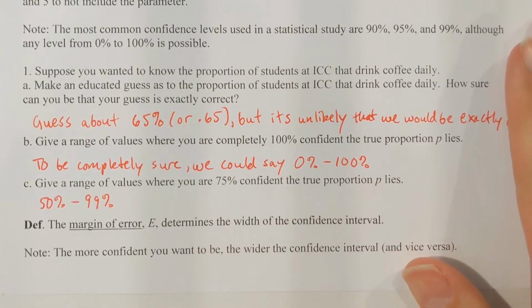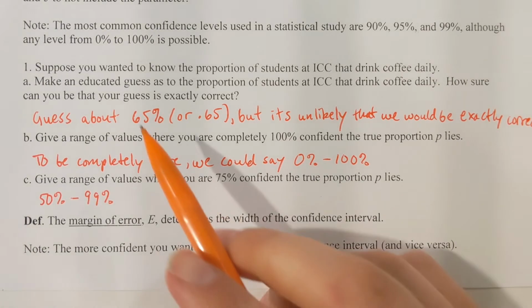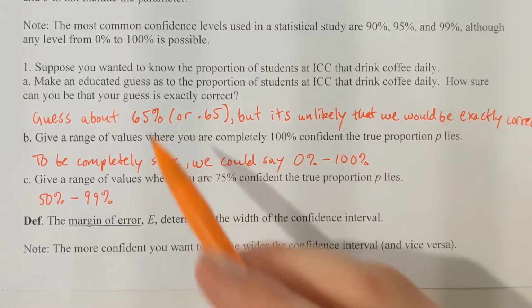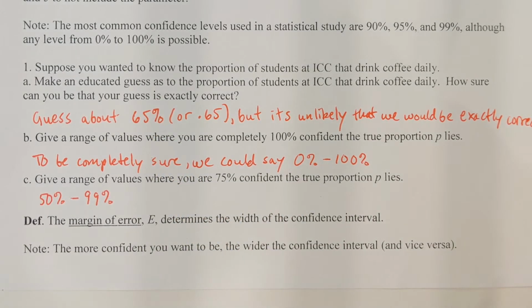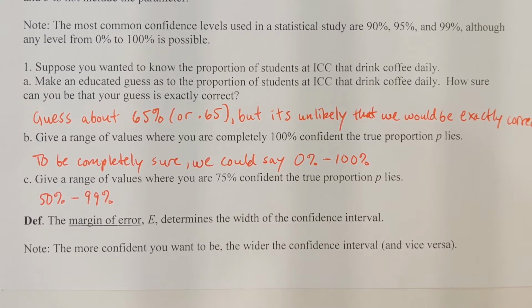Okay, but these are going to be typical confidence percent levels that you'll be seeing in the problems. Let's take a look at problem 1. Suppose that you wanted to know the proportion of students at ICC that drink coffee daily. Part A, make an educated guess as to the proportion of students at ICC that drink coffee daily. So I just made a guess here. Suppose that I'm going to guess that 65% of all ICC students in a given semester, full-time, part-time, whatever, any age, 65% would drink coffee daily.